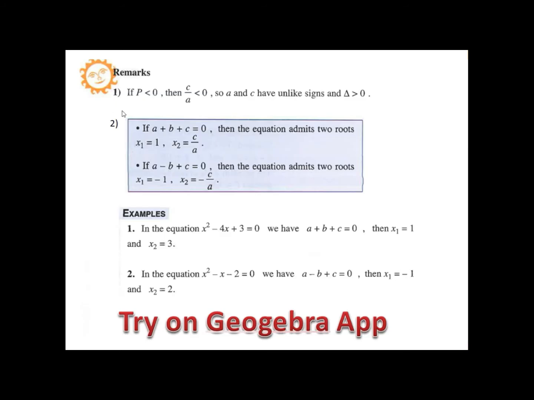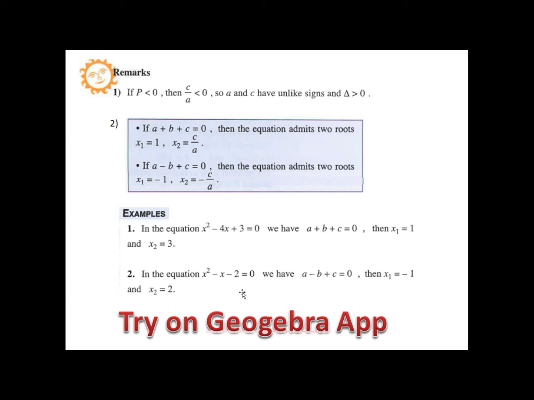We took also some remarks. If a and c have unlike signs, so delta must be strictly positive. Some special cases, if a plus b plus c equals 0, then the equation admits two roots. One of them is 1 and the other one is c over a. If a minus b plus c equals 0, then the equation admits two roots also. One of them is negative 1 and the other one is minus c over a. You can check from these examples.